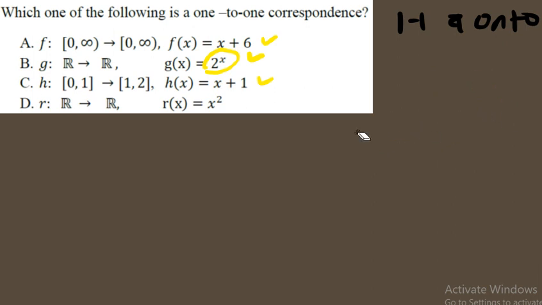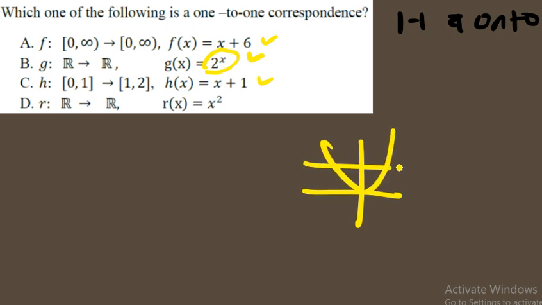What about d? D is a quadratic. X square means it's an upward parabola. If you draw a horizontal line anywhere here, it will be crossed twice, because the domain is the real numbers and the range is also the real numbers, as you see. So it's not one-to-one, so it fails. If it's not one-to-one, we cannot say it's a one-to-one correspondence. To be a one-to-one correspondence, it has to be both one-to-one and onto. So choice D fails just on one-to-oneness.